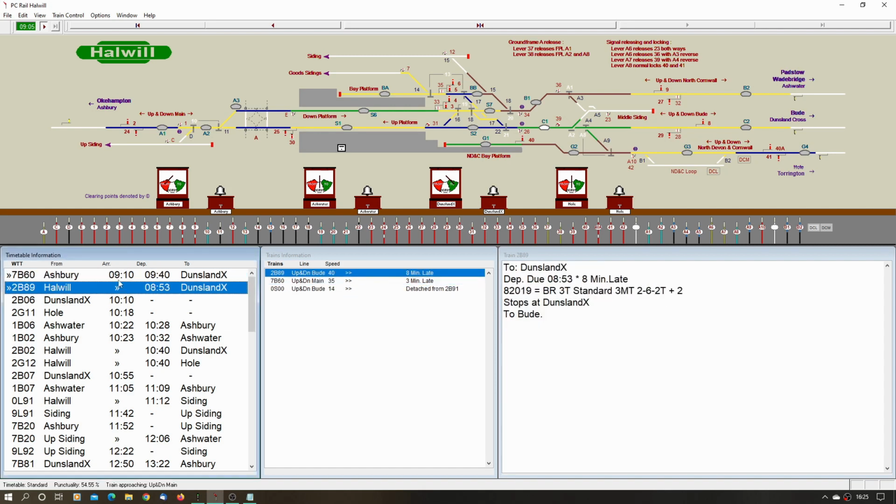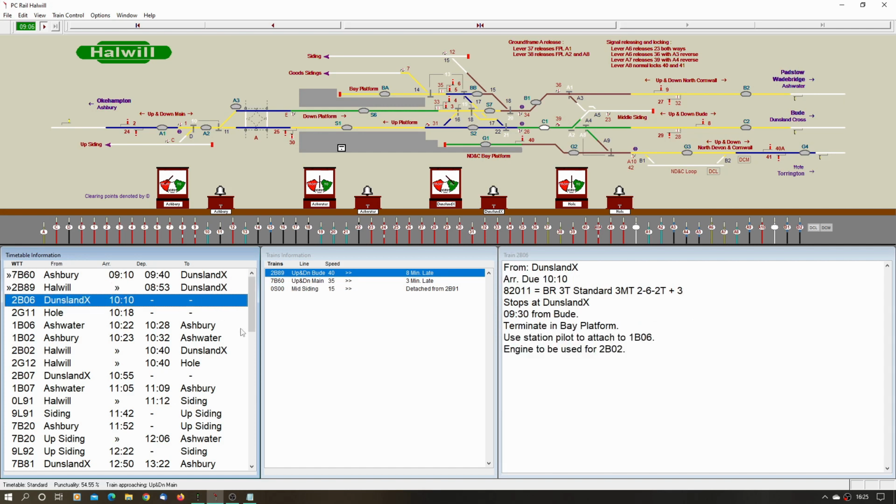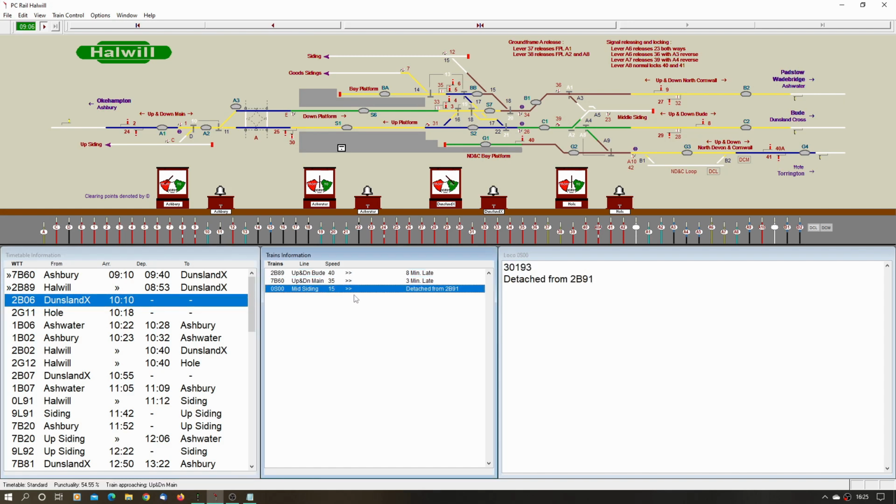Right, we'll wait till that one arrives, and I'll leave it at that. We've next got quite a gap till 10:10. Obviously, if nothing's moving, you can stick your quick time advance on for that. Right, that's gone into the middle siding. That was quick. 31 can go back. 39. And then we're going to try and sort this lot out again.